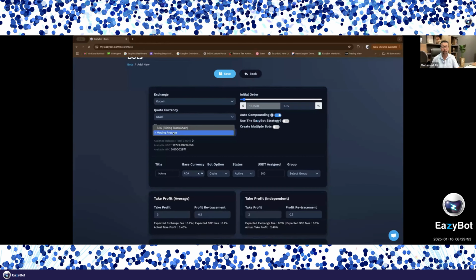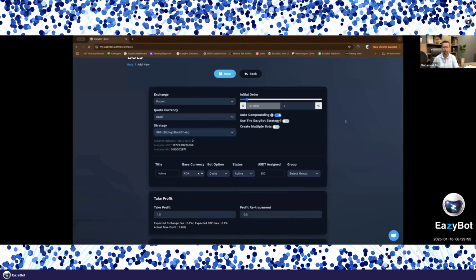So we'll take the same parameters, we'll look at the same bot, but we'll change the strategy from being moving average to a sliding blockchain, which is the new one. And that is already live for the VIP Plus members. Let's get back for a second to the bot settings, and let's change. So I'm going to change this here from moving average to sliding blockchain.